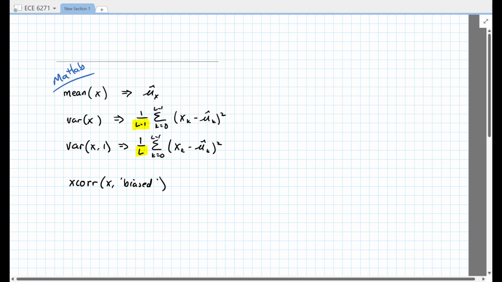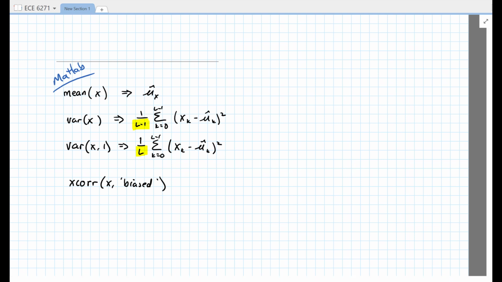Now, the biased version of the variance and the unbiased version of the variance are essentially the same when you get large L. And the reason why we even care about this biased version is that it actually has a little bit lower variance in our variance estimate. In other words, while it's biased slightly, it's also not going to vary as much.